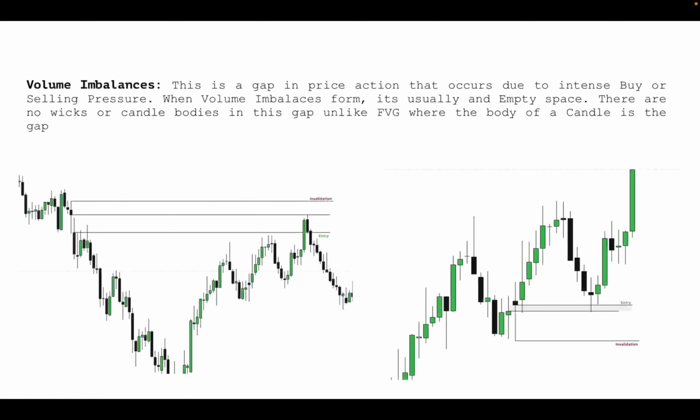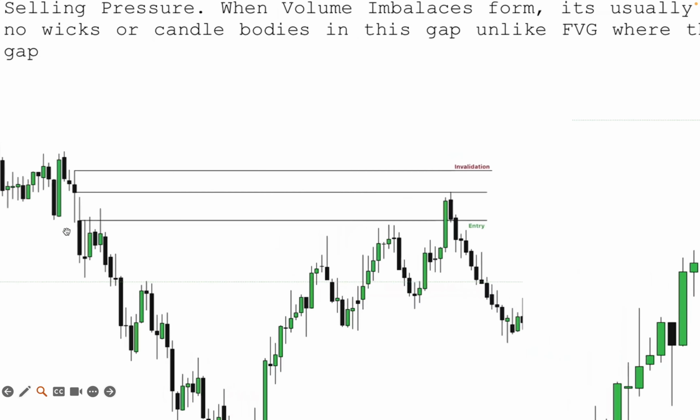Now our next and last slide would be volume imbalances. This is a gap in price action that occurs due to intense buy or selling pressure. When volume imbalances form, it's usually an empty space. There are no wicks or candle bodies in this gap, unlike a fair value gap where the body of a candle is the gap.